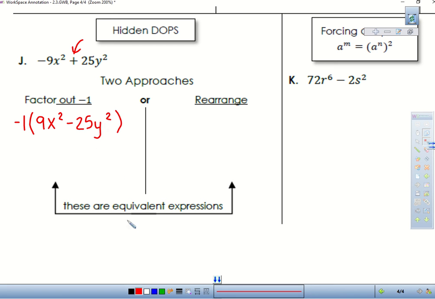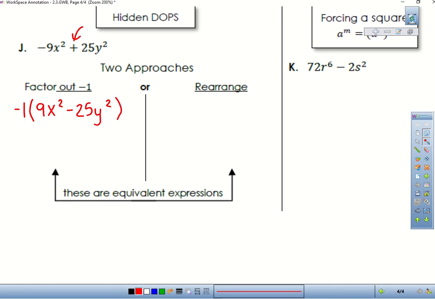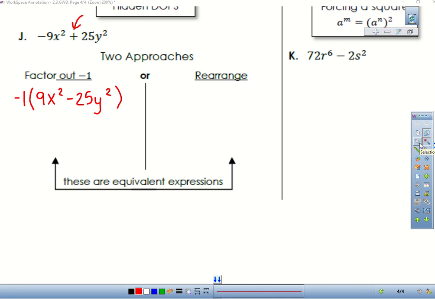Once you factor out that -1, we now see that it's actually the difference of perfect squares, right? So that's -1, and then we have our two sets of parentheses, a plus and a minus. What is the square root of 9x squared? 3x. Good. What is the square root of 25y squared? 5y. Good. So that's the first method.